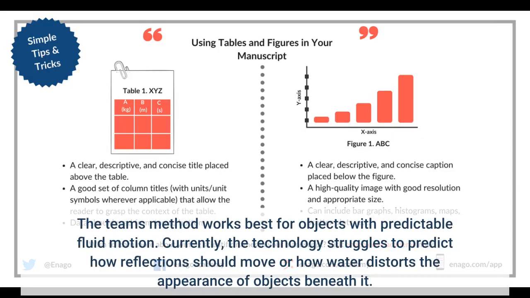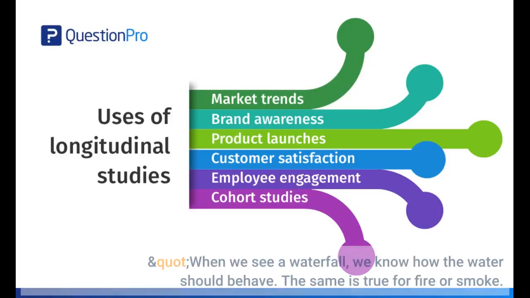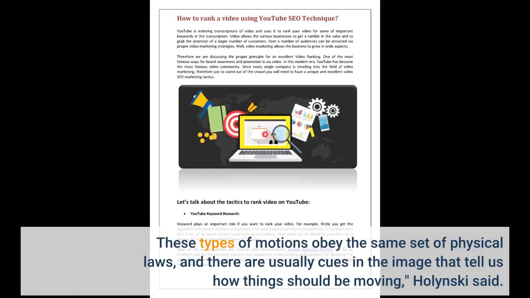The team's method works best for objects with predictable fluid motion. Currently, the technology struggles to predict how reflections should move or how water distorts the appearance of objects beneath it. When we see a waterfall, we know how the water should behave. The same is true for fire or smoke. These types of motions obey the same set of physical laws, and there are usually cues in the image that tell us how things should be moving, Holynski said.